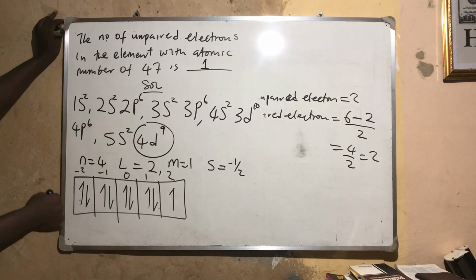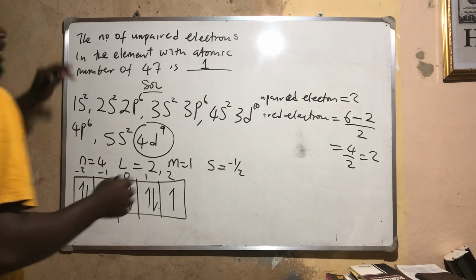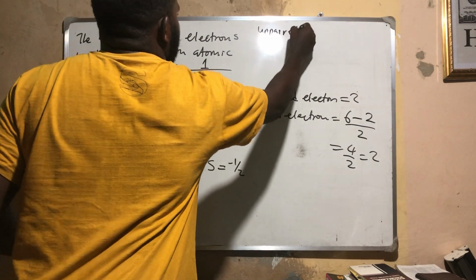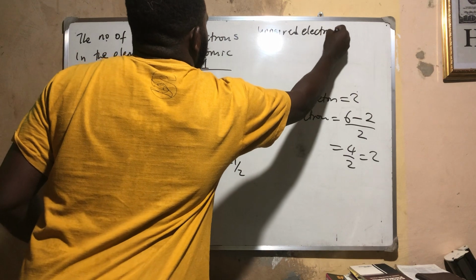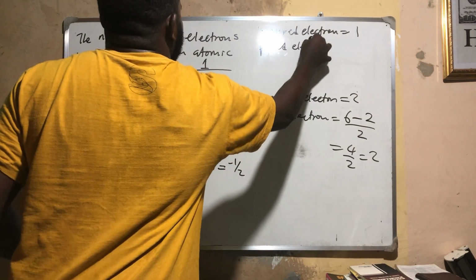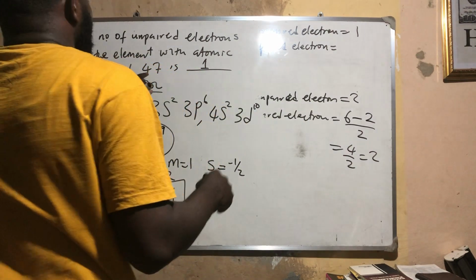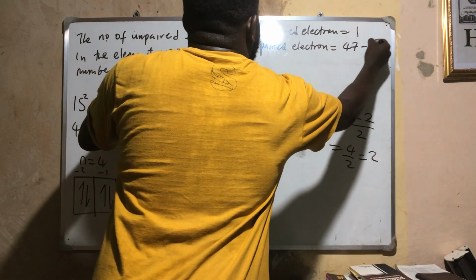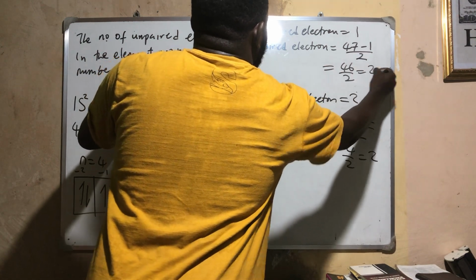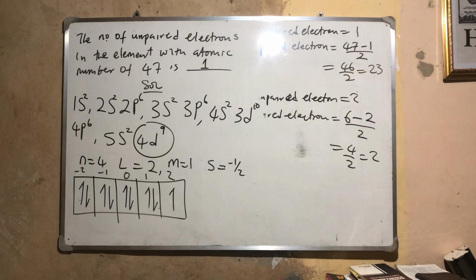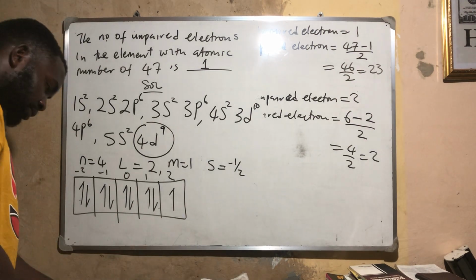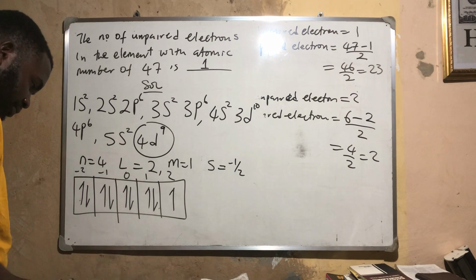So how do we calculate the number of paired electrons? Unpaired electrons is equal to 1. Then for the paired electrons, the total number is 47 minus that one, then divided by 2. That is 46 divided by 2, which is 23. So it has 23 paired electrons and 1 unpaired electron, right? We keep moving.